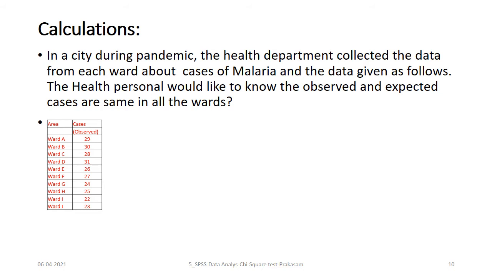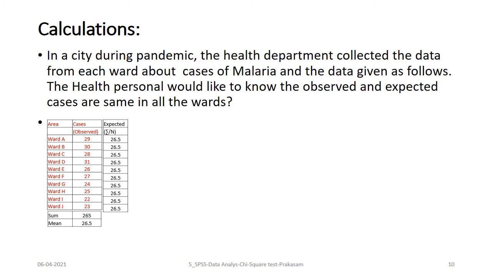From that we will calculate the expected value. Therefore, first of all we will calculate the average. For calculating that we will make summation and calculate the mean. Mean is 26.5. It is assumed that the 26.5 cases are uniformly distributed over the wards of a given city. From that the expected values are calculated.